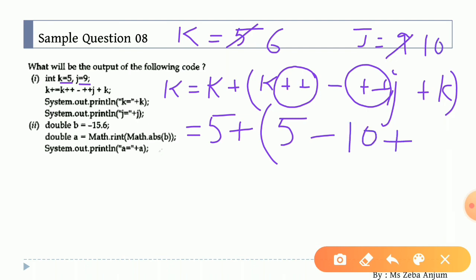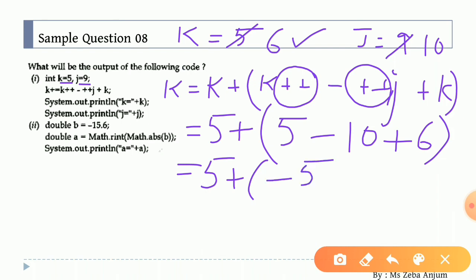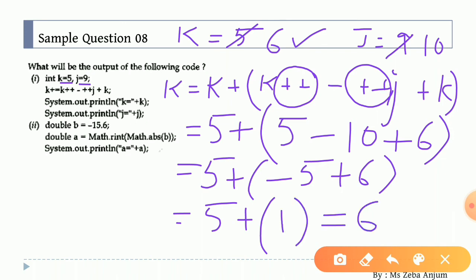Plus k. Now always go for the updated one. So the value of k is 6, so we are using 6 over here. Again solve this bracket portion first, and in the bracket if you are having minus and plus both, then you solve this portion from left hand side to right hand side. So firstly we will solve 5 minus 10, it is going to give you minus 5 and then plus 6. Again the bracket we will be solving, minus 5 plus 6 is going to give you 1, and 5 plus 1 is what? It is 6.